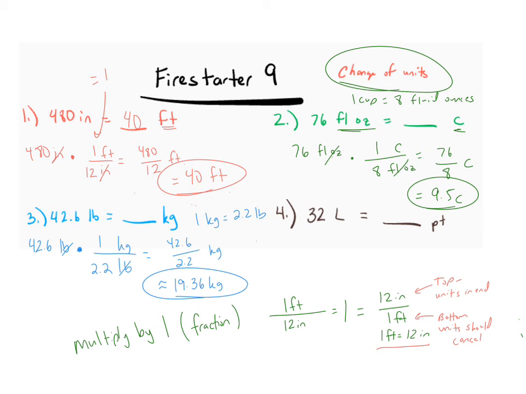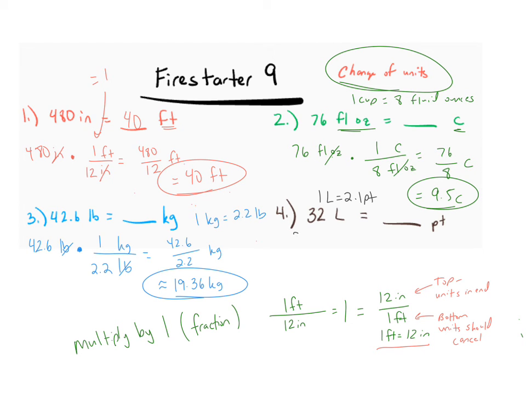4, last one. Alright, 4, I have to know the conversion for liters to pints. So I'm going to look on my hint page. Alright, on my hint page, that's the top left of your hint page, I have 1 liter equals 2.1 pints. So that's my conversion rate.